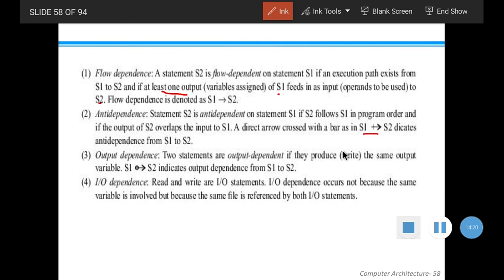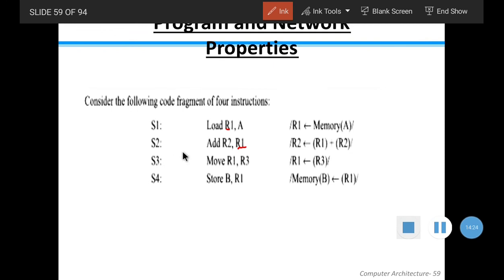Output dependence means writing to the same register. And if you observe here, in S1 we are writing R1 as output. Here also R1 is output. So both statements are writing to the same register. If you try to move this instruction, try to execute this instruction above, before this one, in parallel, then there will be a problem in the logic. So this is called output dependence.